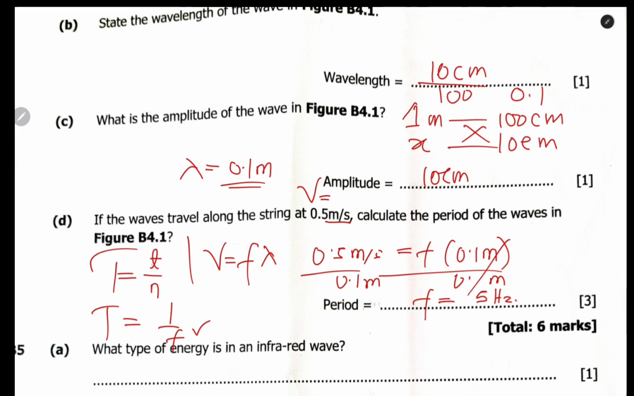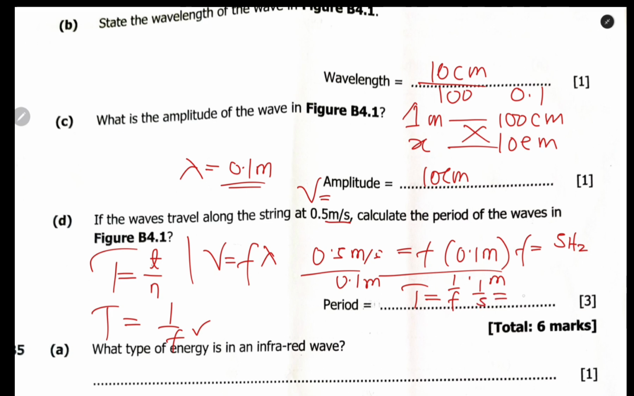Okay, now have we answered the question? No, we haven't answered the question. The question is period, so I wasn't supposed to put this one here. I should have put this one, frequency is equal to 5 hertz. So now, since we have the frequency, we can say period is equal to 1 over frequency, which is just 1 over 5.